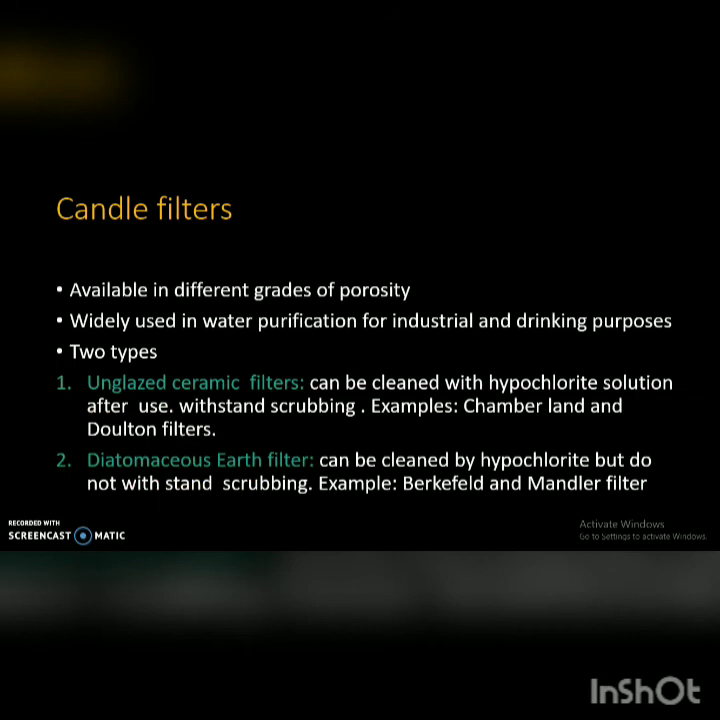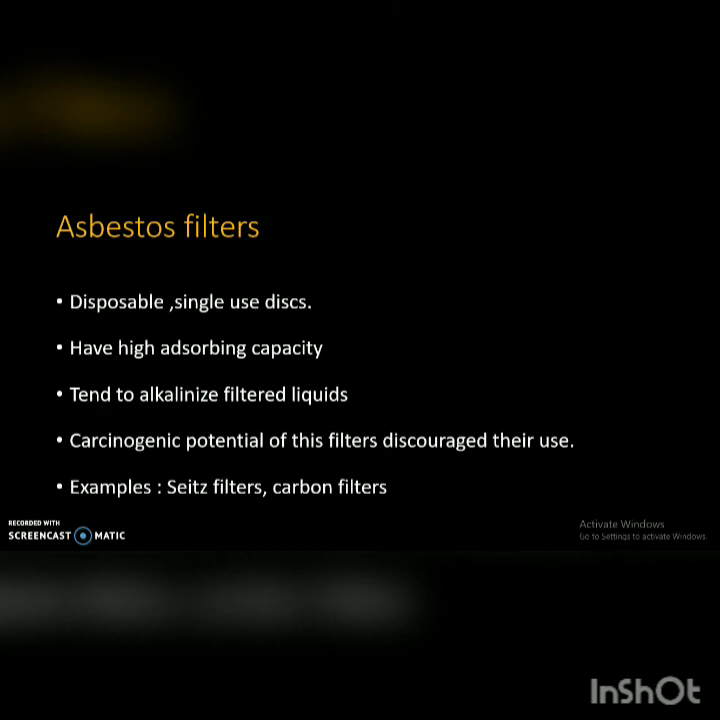They are available in different porosities, widely used in water purification both for industrial and drinking purposes. Two types can be seen: unglazed ceramic filters and diatomaceous earth filters. Both can be cleaned with hypochlorite solution, but the unglazed ceramic filter can withstand scrubbing, but the diatomaceous earth filter cannot withstand scrubbing. That is the difference. Examples are Chamberland and Berkefeld filters.